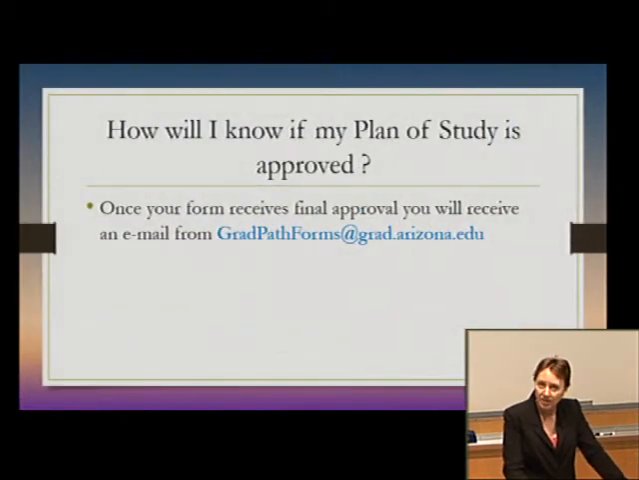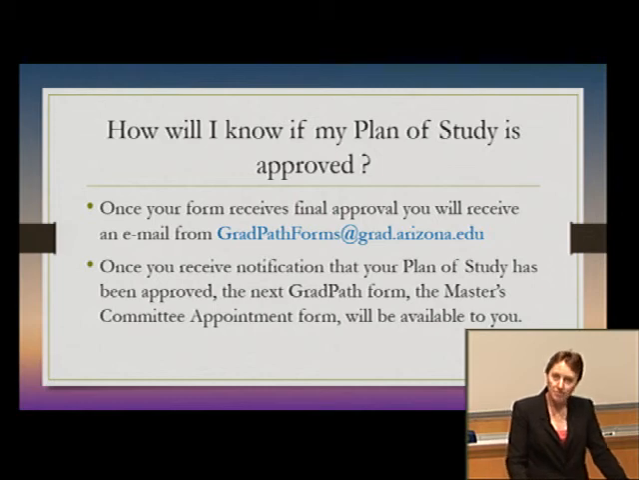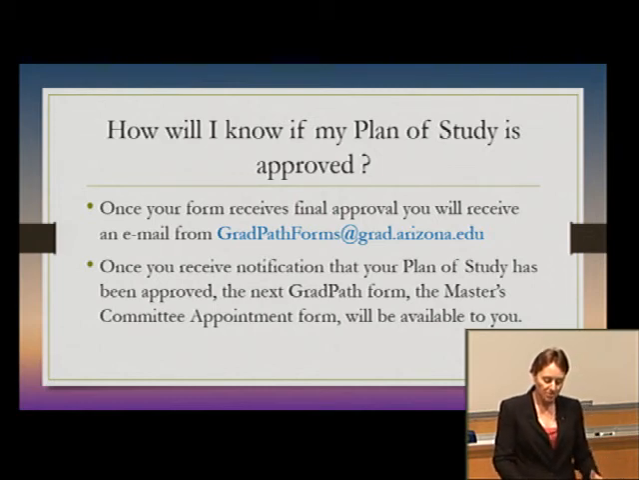How will I know if my plan of study is approved? Once your form receives the final approval, you will get an email, an automated message from GradPath Forms. Once you receive that notification that your plan of study has been approved, the next GradPath form, the Master's Committee form, will be available to you.